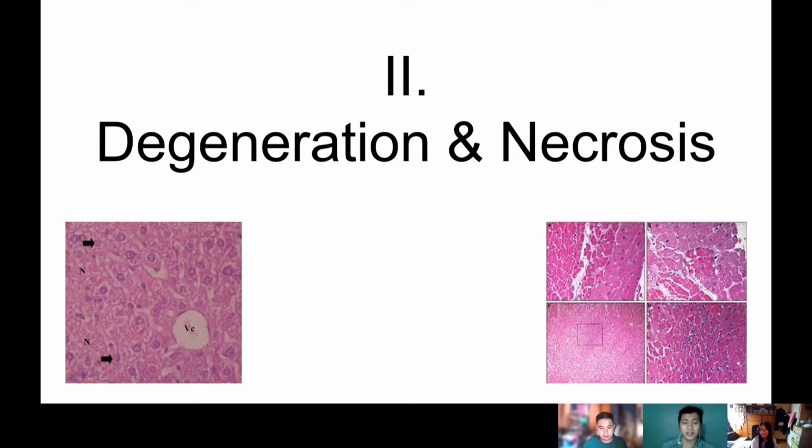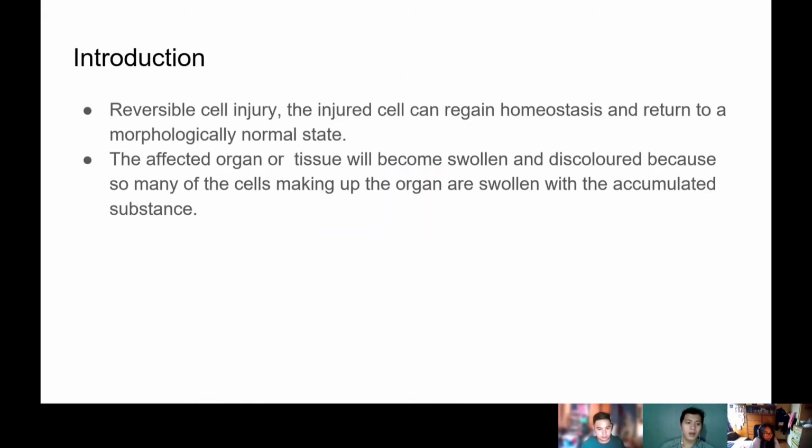Second is degeneration and necrosis. First off is degeneration. Degeneration is a reversible cell injury. The injured cell can regain homeostasis and return to a morphologically normal state. The affected organ or tissue will become swollen and discolored because so many of the cells making up the organ are swollen with the accumulated substance.